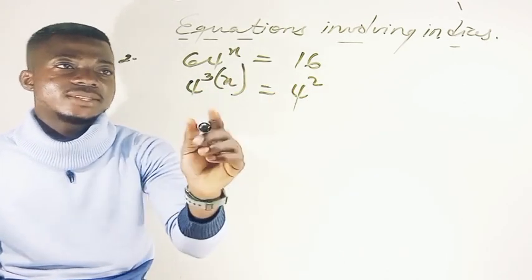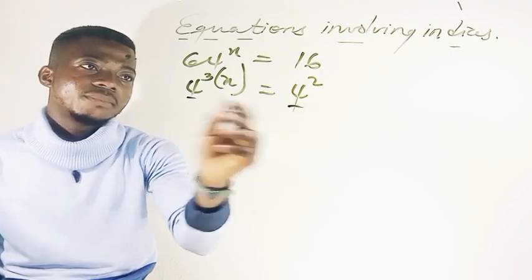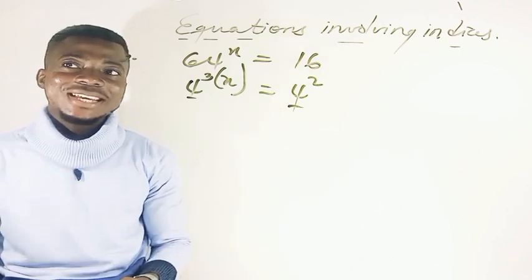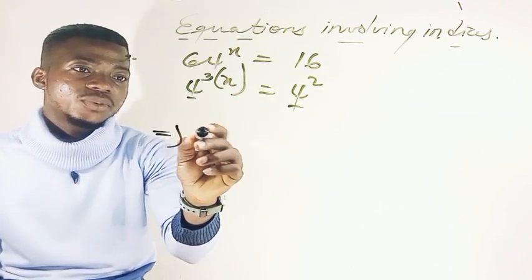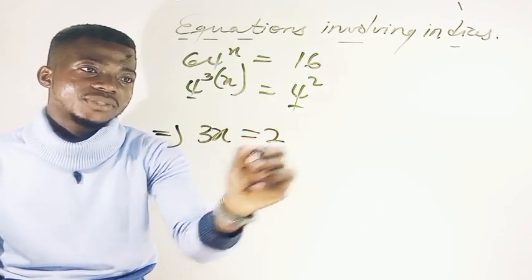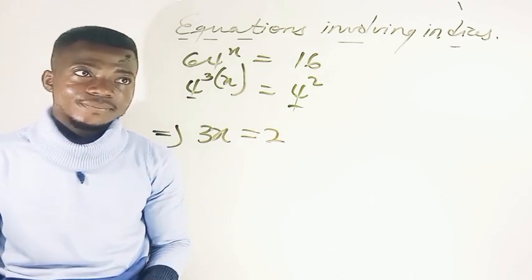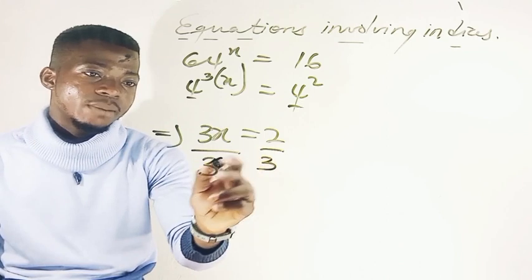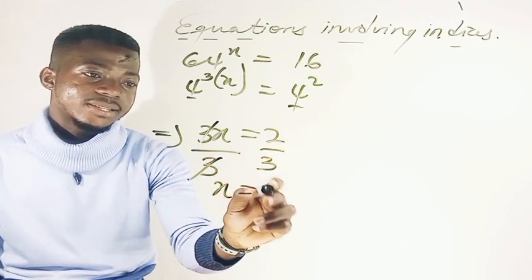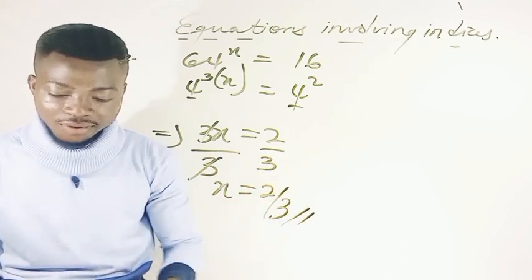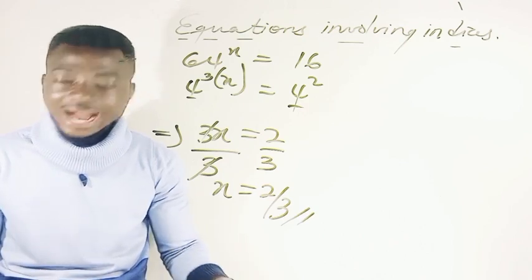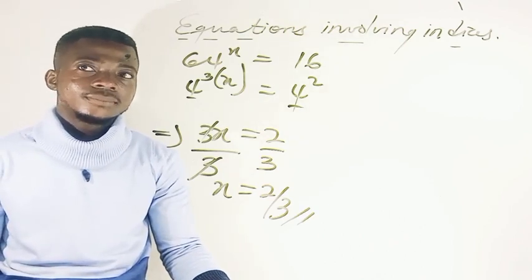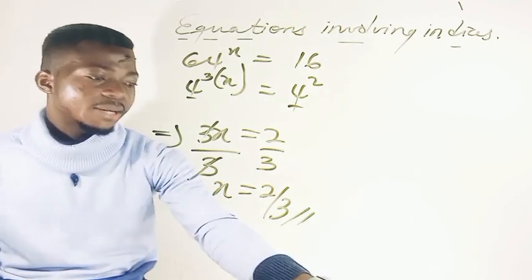So we can just equate now because they have the same base. The numbers here are the same. We just equate the exponents. So we're going to have 3x equals 2. Because we want the x, what do we do? Divide here by that, divide here by that. x is 2 over 3. As simple as that. I hope you are getting it. Okay, let's do another example.